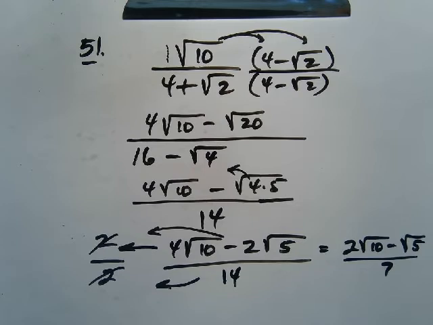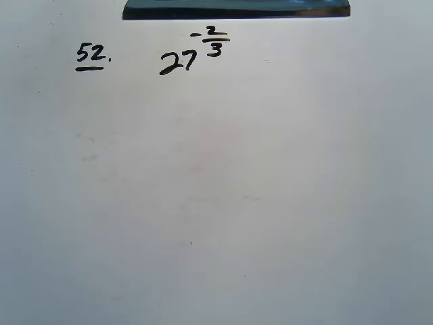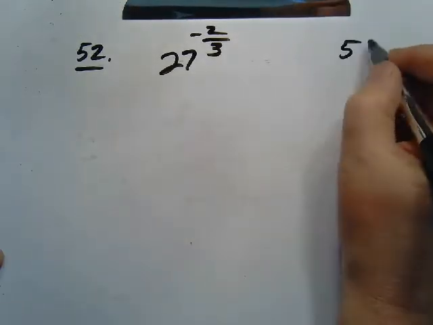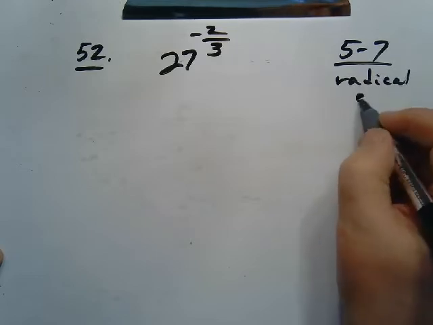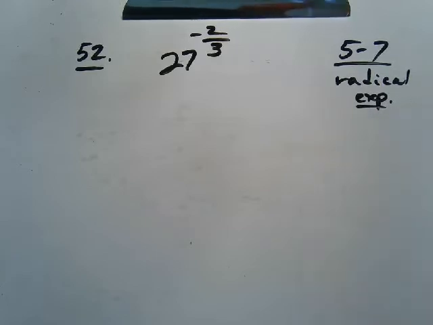This is just the problems in your review. You may need to go back and try some more problems out of the chapter just as a bit of a review. Let's go on to section 5.7. All right, this is section 5.7 called radical exponents. And what it's saying is we're going to be dealing with fractions as exponents. There are some rules we've got to remember here.